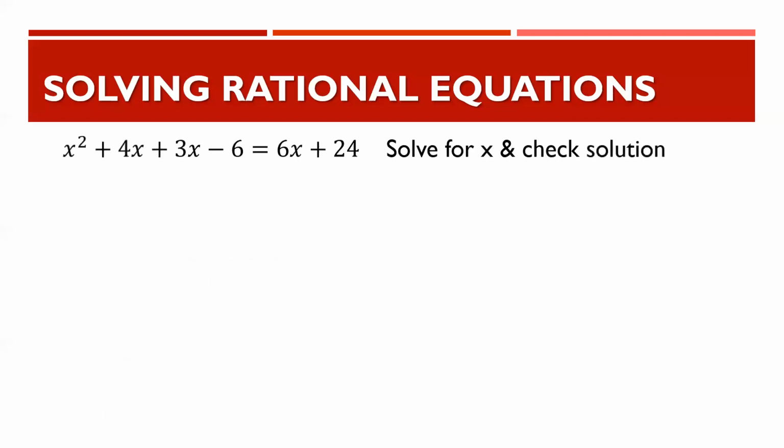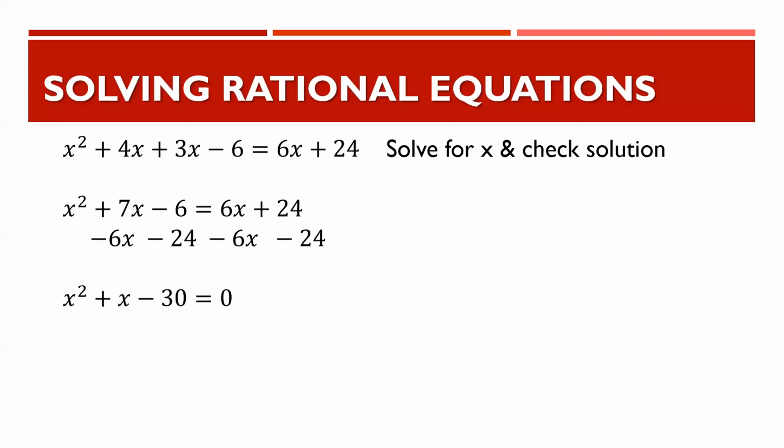Then from here, we're going to solve for x and make sure to check our solution or solutions if we end up with more than one. We're going to combine like terms on the left. And then we're going to get everything to one side because we ended up with a quadratic. So we need one side equal to 0. So we're moving the 6x term over and the 24 all in one step. And here's the resulting quadratic.